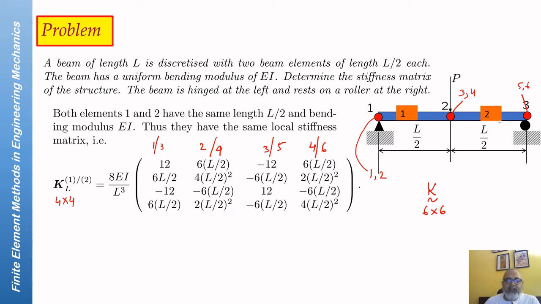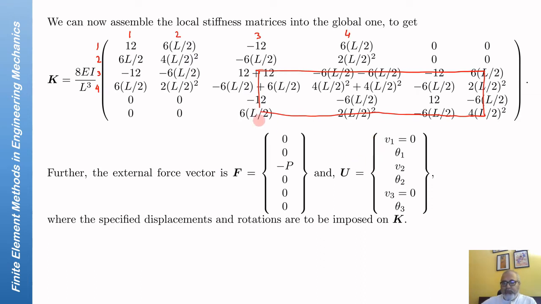What about the force vector? The force vector has one force in the negative direction at degree of freedom 3. So remember, the forces are force, moment, force, moment, force, moment. So this is a force which has to be applied at degree of freedom 3, and its magnitude is minus P. So the force vector will be 0, 0, minus P and 0, 0, 0 everywhere.